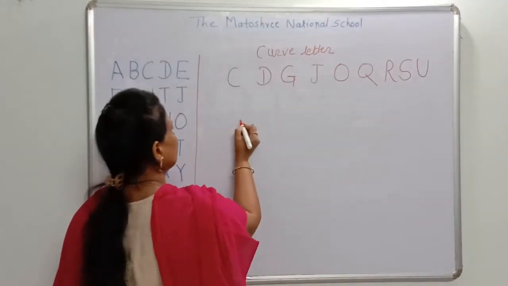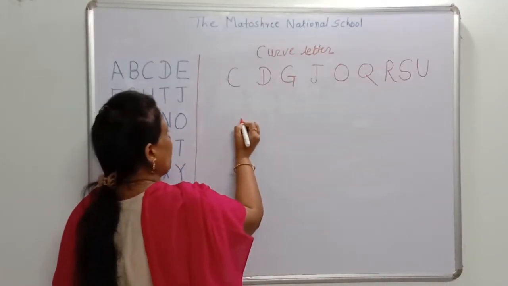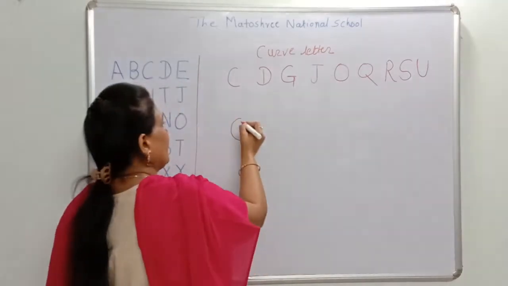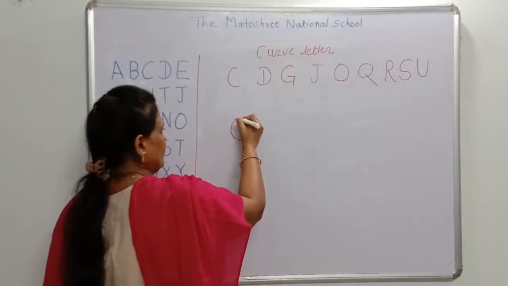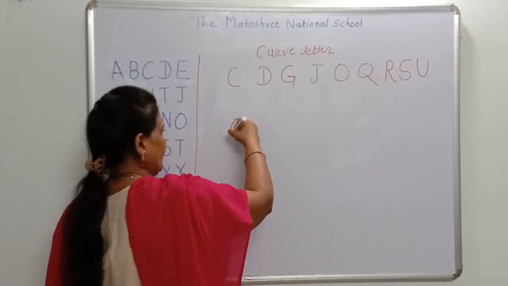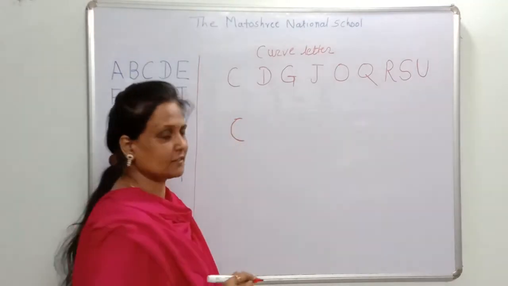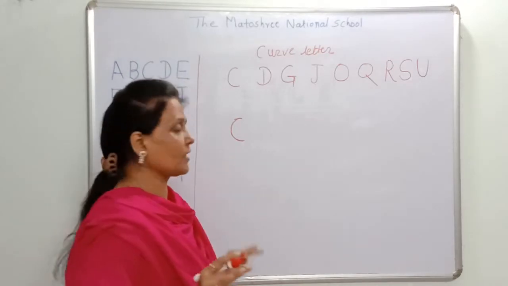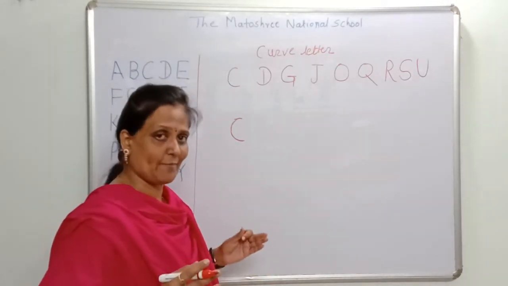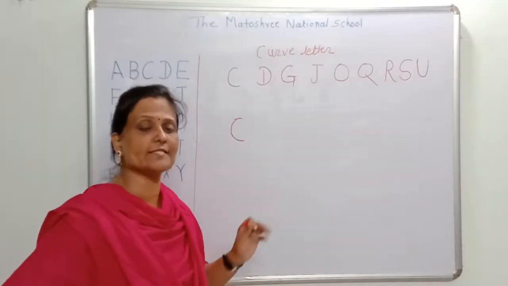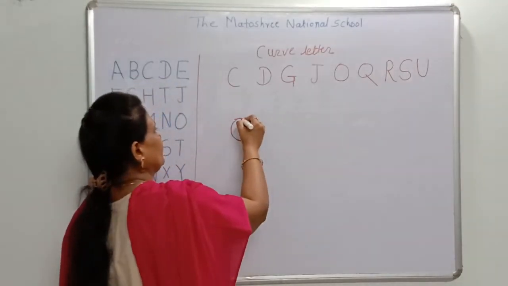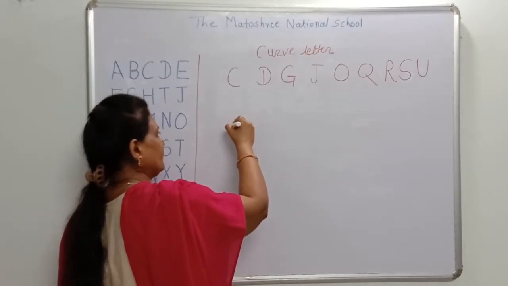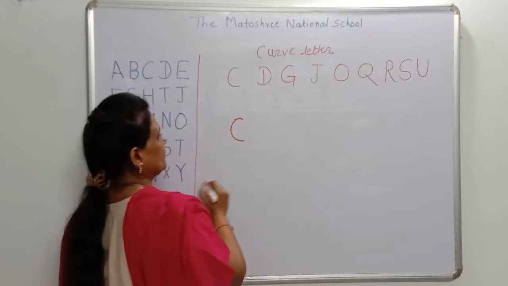First, let's draw the half circle. You have to start and curve the line this way. C says K. C says K, K as in cat. Cap. Camel. So C says K. Look at this. There is one dot. You start the curve line and stop at the next dot.